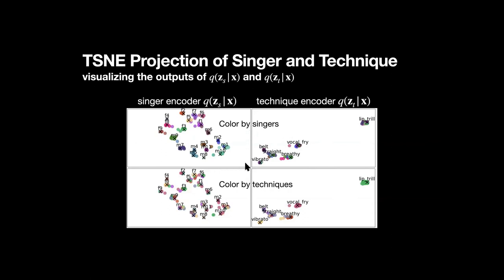And we can see that when we do so, there is no clear cluster in the technique space, whereas we have such clusters in the singer space. Whereas when we color by the techniques, we can observe the clear cluster in the vocal technique space, whereas we don't have such a cluster in singer space. And such visualization qualitatively shows that we disentangle the two attributes into two different spaces.